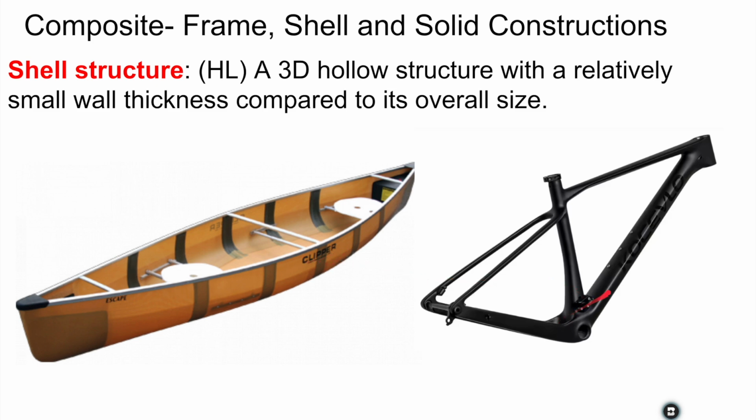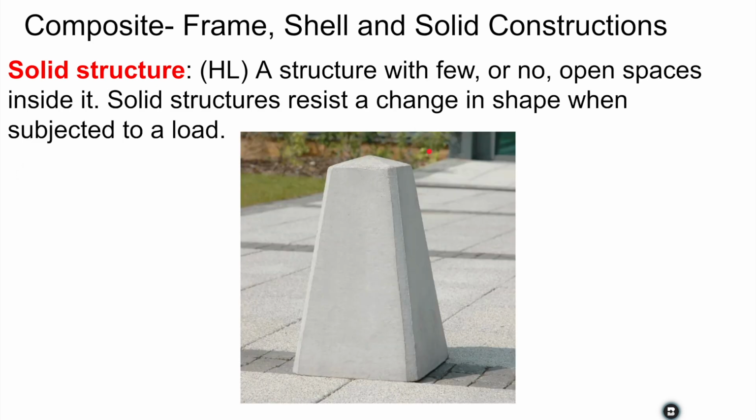This is a carbon fiber bike frame, and so this is one piece that's molded in carbon fiber. So you can see that rather than being several pieces, it has one piece. Solid structures, if you think of concrete bollards, this is a bollard. It's basically a big block of concrete that stops people from driving where they shouldn't be driving. So this is called a bollard, and that's of course a composite because it's made out of concrete.